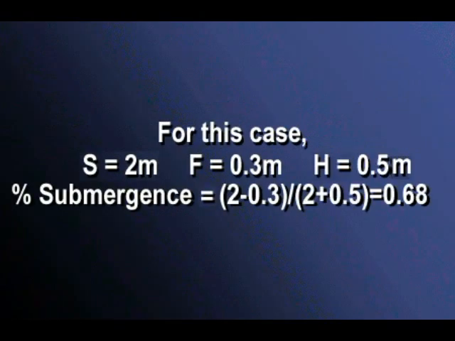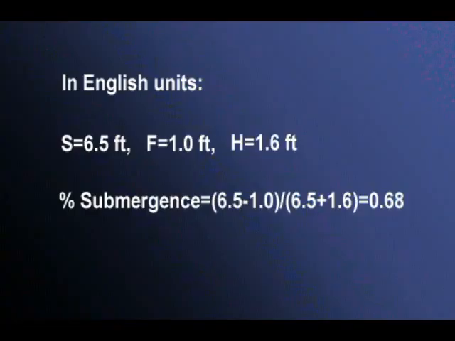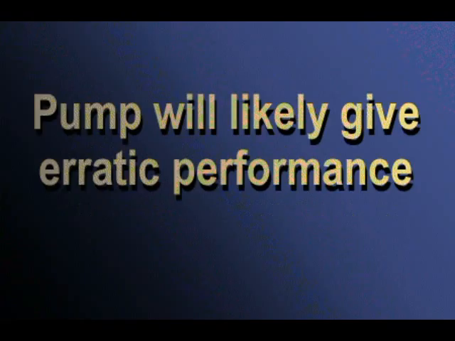In metric units, the values for this example would be S is equal to 2 meters, H is equal to 0.5 meters, and F is calculated to be 0.3 meters. In English units, S is equal to 6.5 feet, F is equal to 1 foot, and H is equal to 1.6 feet. In this case, the percent submergence is less than 0.7. This means that the airlift pump will likely give erratic performance.